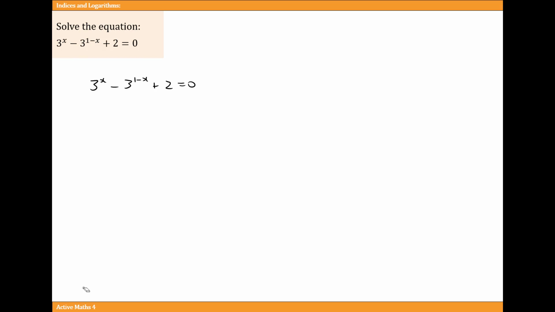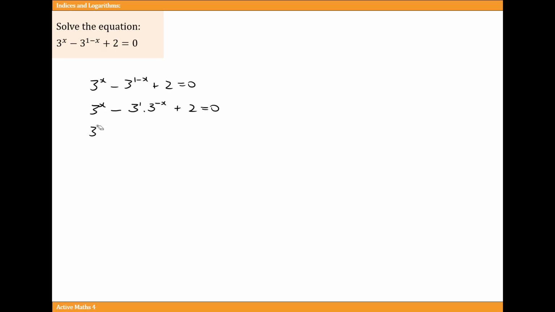And before we decide on what to let y equal, we're just going to tidy this up so that we can do something with this negative x here. This is what makes this question a little trickier than the one we saw previously. So 3 to the power of x at the start is fine. And then I'm going to split up the 3 to the power of 1 minus x into 3 to the power of 1 multiplied by 3 to the power of minus x. And then I have my plus 2 is equal to 0.